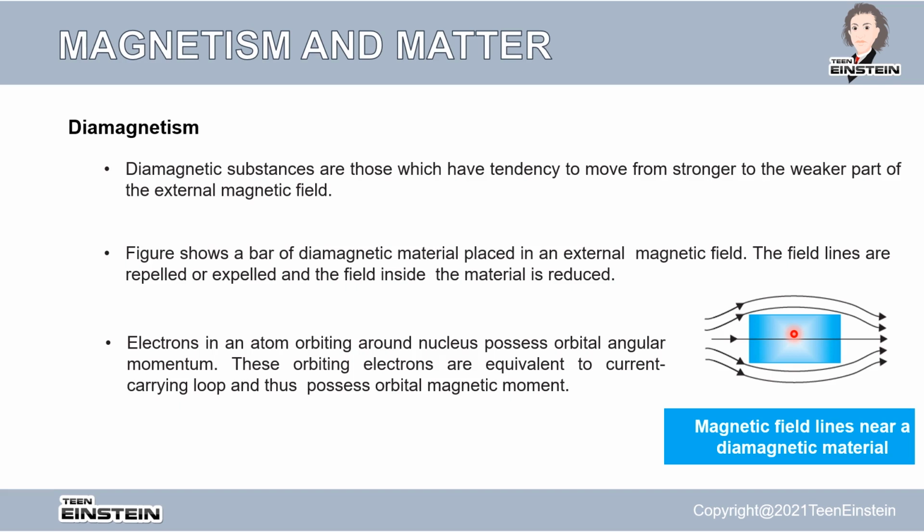When M is negative, obviously B total is going to be less than the B applied. So electrons in an atom orbiting around the nucleus possess orbital angular momentum. These orbiting electrons are equivalent to current carrying loops and thus possess orbital magnetic moment. So now we are explaining the origin of diamagnetism, why it happens.